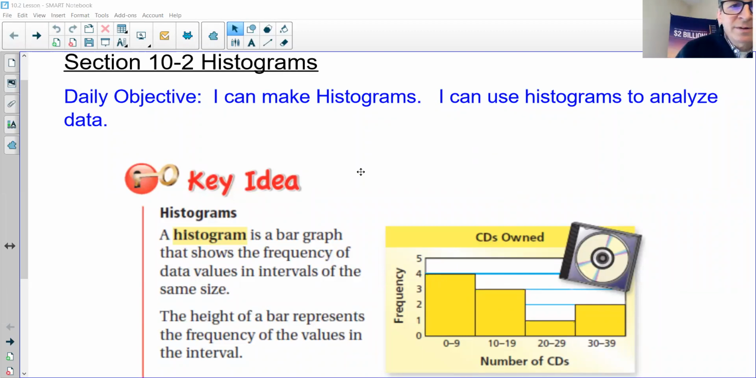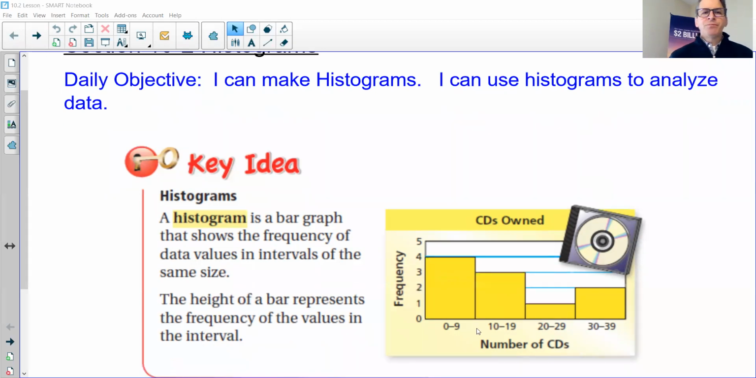Histograms. We're going to make histograms and we're going to use histograms to analyze data. Here's our key idea. A histogram is a bar graph. Notice the bar graph down here. That shows the frequency of data values in intervals of the same size.